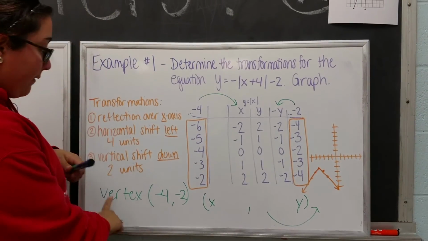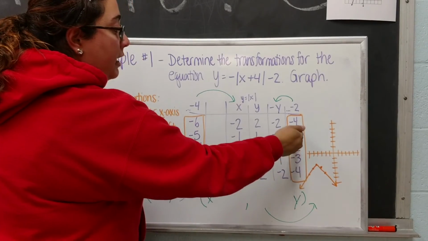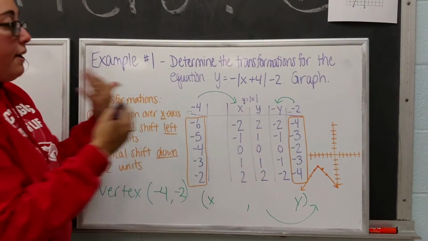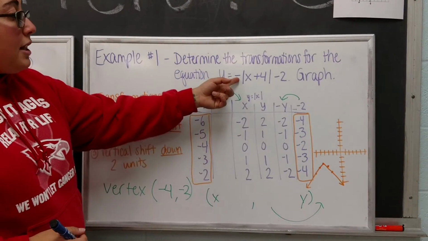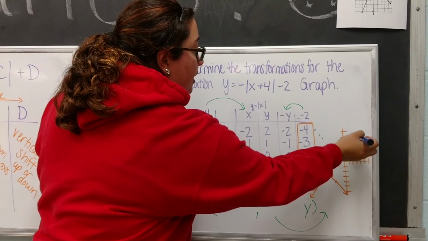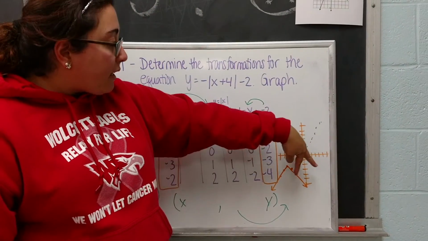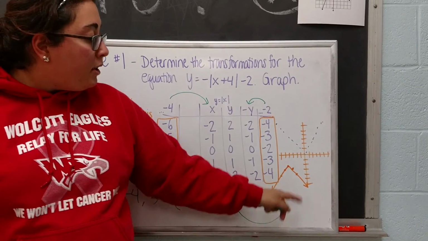Now we also talked about how our vertex was negative 4, negative 2. This is a way to confirm that. So we went to the left 4 units, down 2 units, which gives us our vertex. But we also had that reflection. So our normal absolute value graph looks like this. And we want to make sure that we reflect it over the x-axis. We moved it left 4 and down 2. So that's our result.